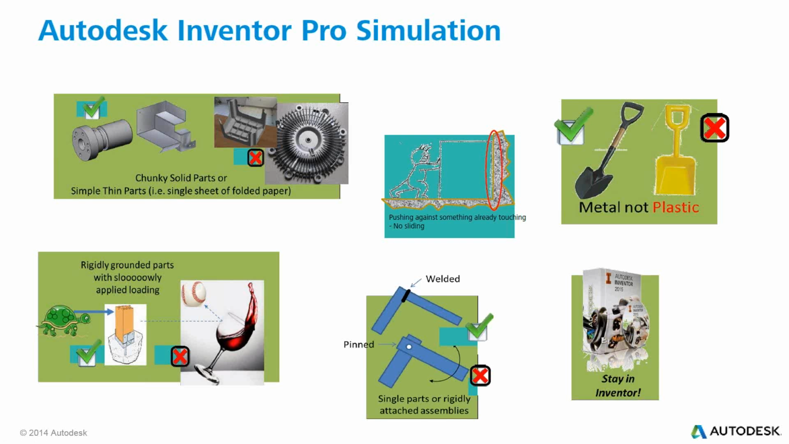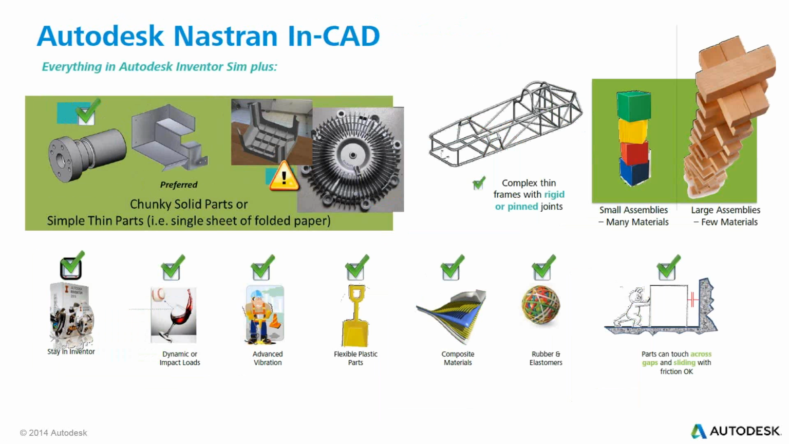Very limited basic contact. Things that are already touching, metals, not plastics, slowly applied loading, fixed parts, welded joints, really basic stuff. And it's great, that does meet a lot of needs, but that doesn't meet every need. That's why we might need something like Nastran In-CAD or Simulation Mechanical.